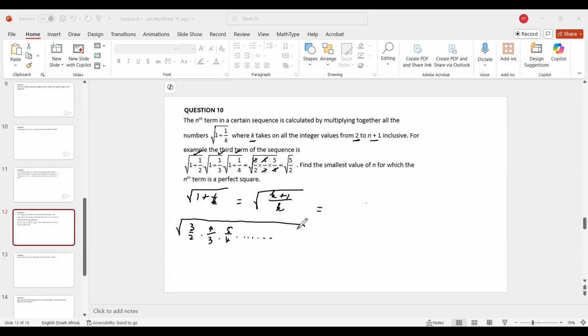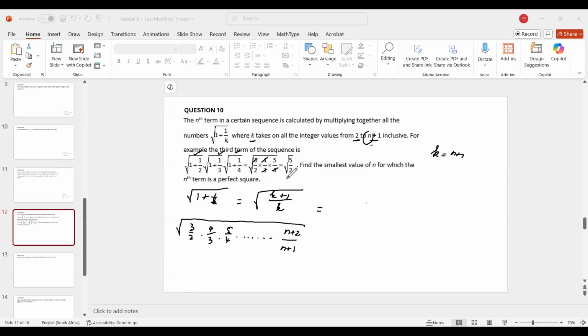The very last product is the square root of... it goes up to k, the last value for k is n plus 1. k takes on all the values from 2 to n plus 1. So if k is n plus 1, you'll end up with n plus 2 over n plus 1. Right? Because the last value for k is n plus 1. So the product finishes off here.